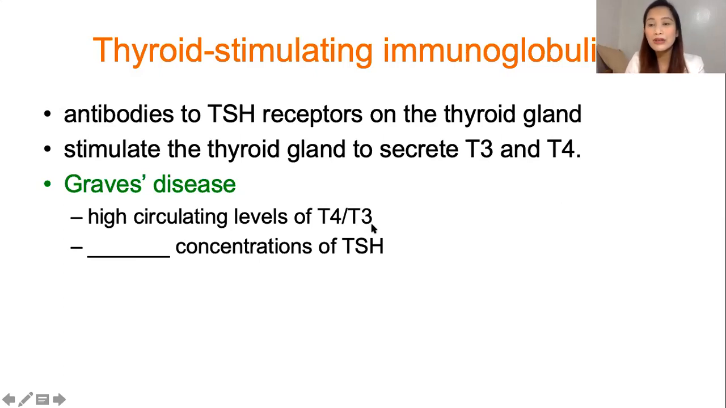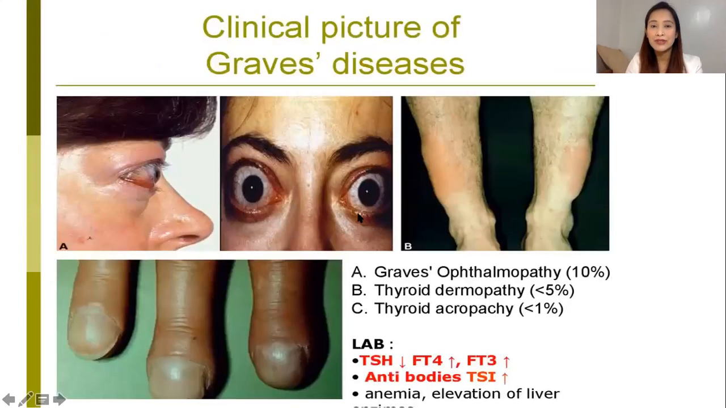So what do you think would be the concentration of your TSH if you have high levels of T4 and T3? You will have what? High or low? So you will actually have low concentrations of TSH. Remember your hypothalamic pituitary thyroid axis. So this is a picture of your Graves' disease.